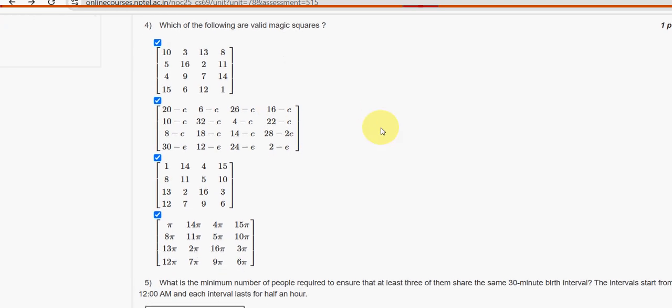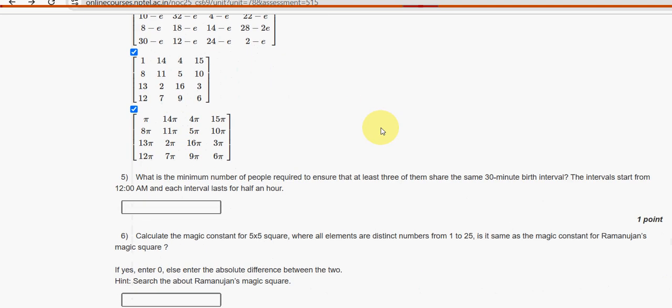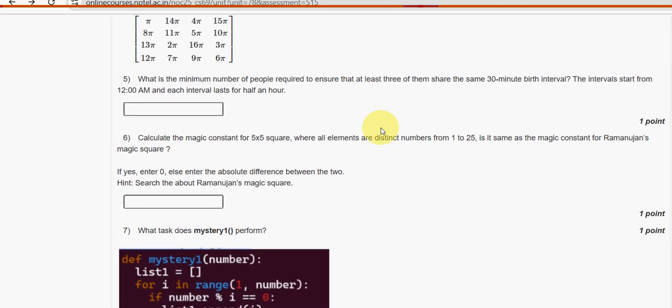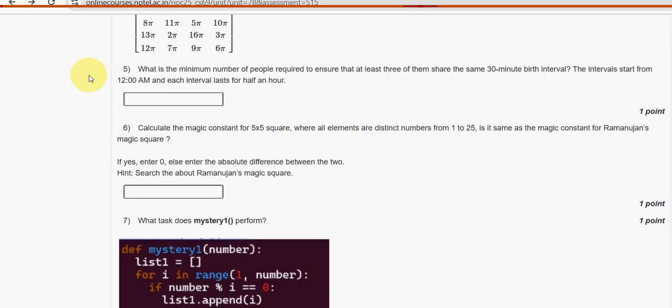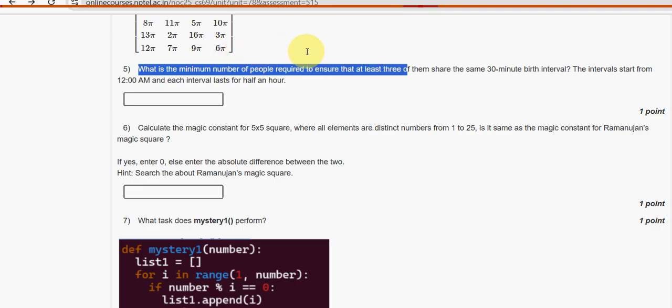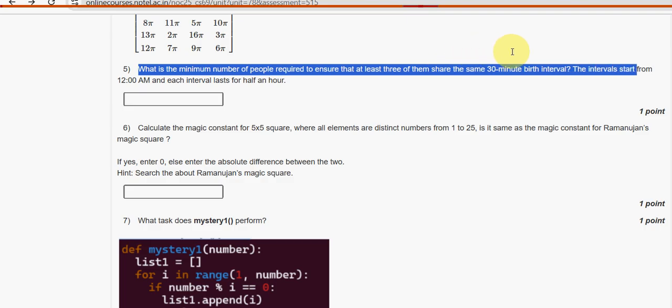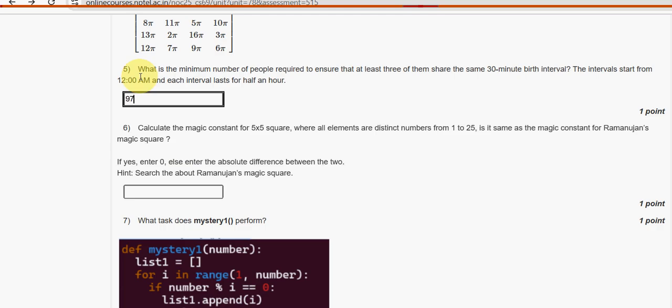Next, fifth question. What is the minimum number of people required to ensure that at least 3 of them share the same 30-minute birth interval? The interval starts from 12 a.m. and each interval lasts for half an hour. So for the fifth question, it is 97 guys.